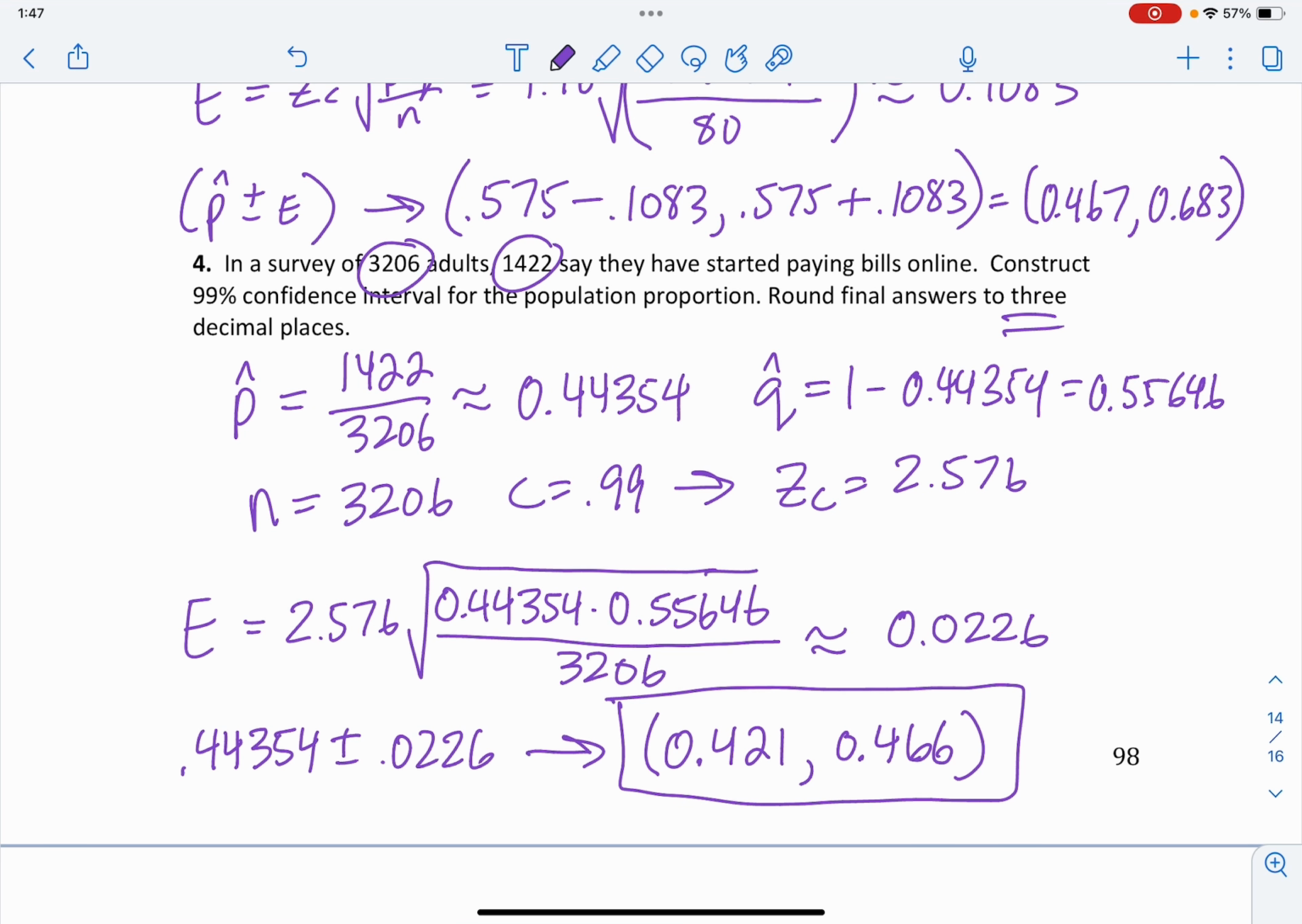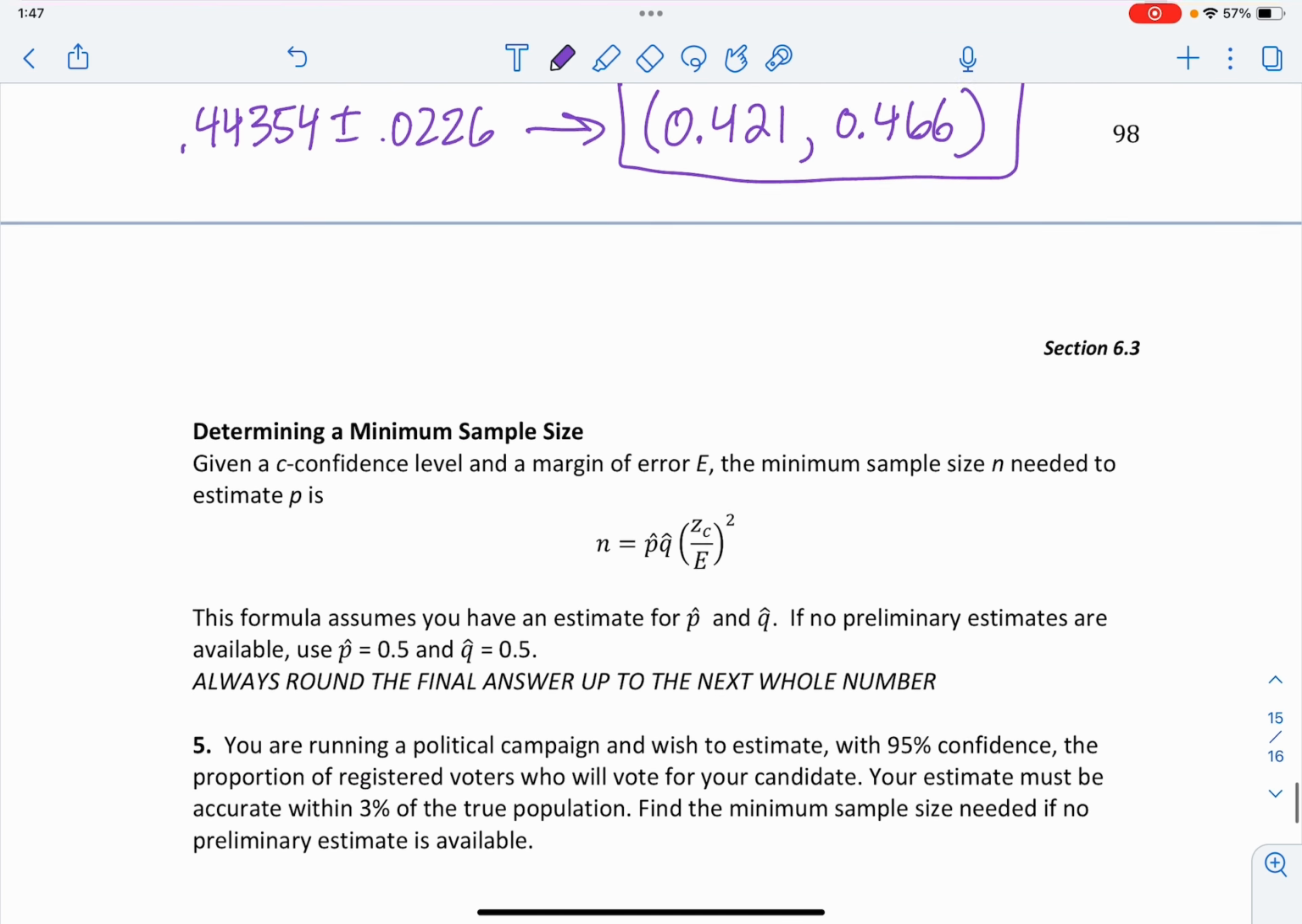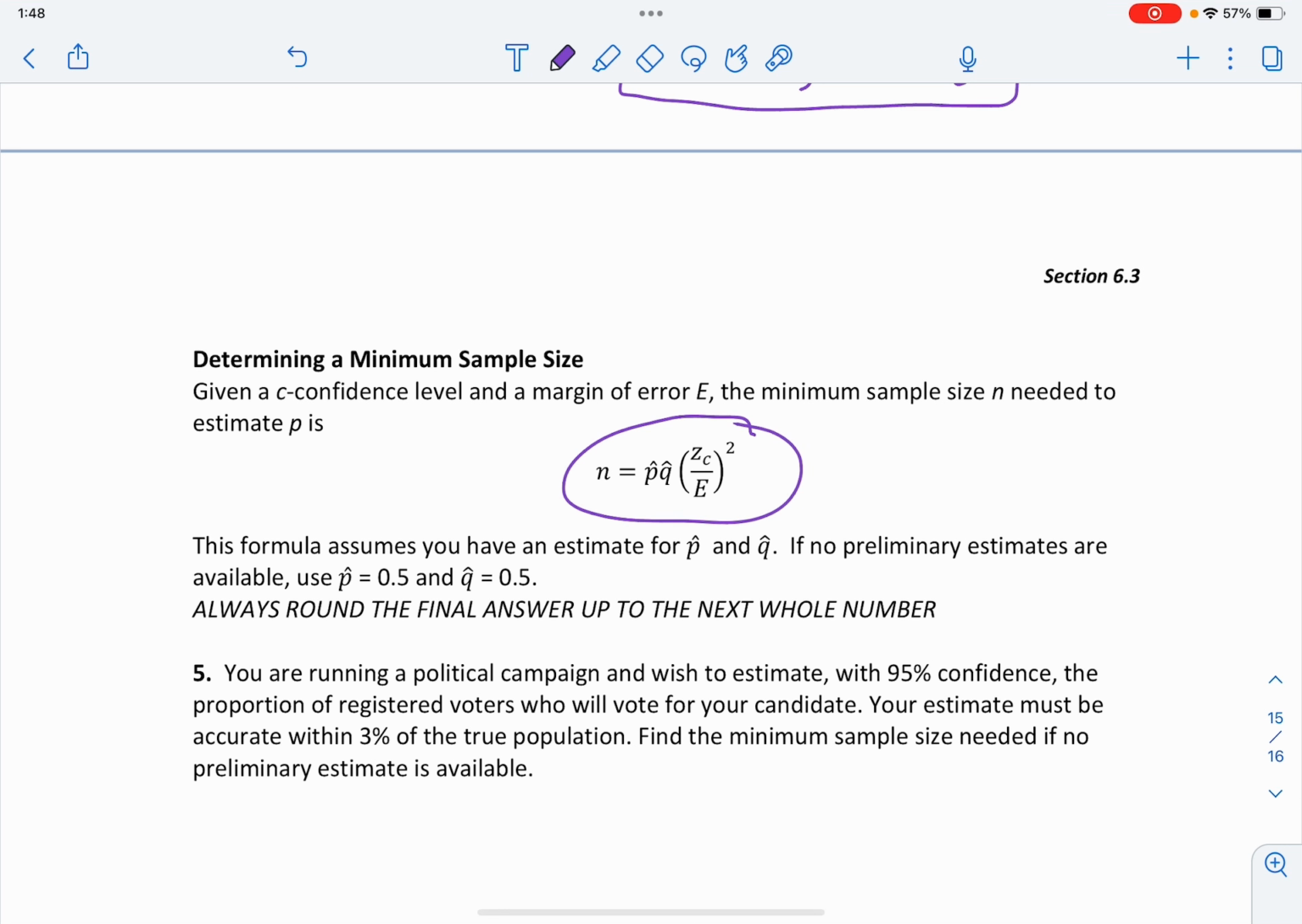Okay, last thing is back to a problem about minimum sample size. We had one from 6.1. How many people should you ask to be this accurate? Now that we have this new E formula, we're going to have a new minimum sample size formula. So that's this one. Again, it's just a manipulation algebraically of the E formula.